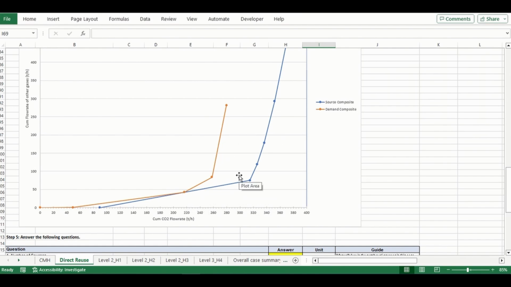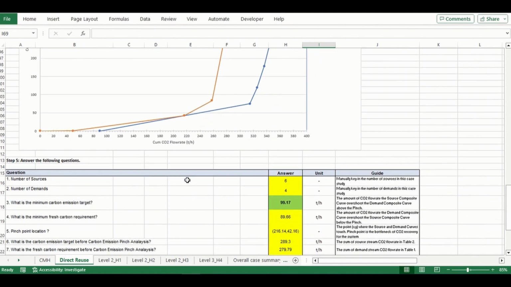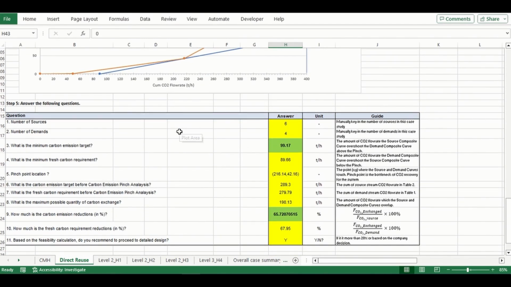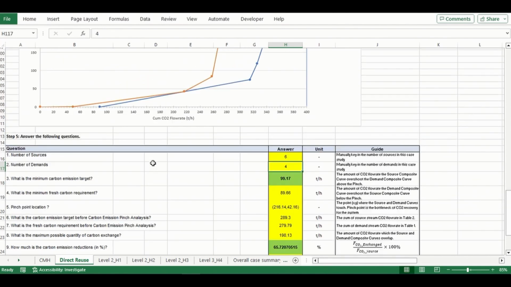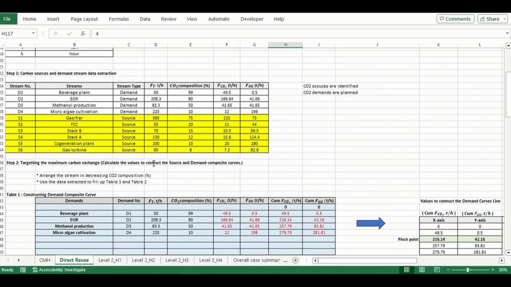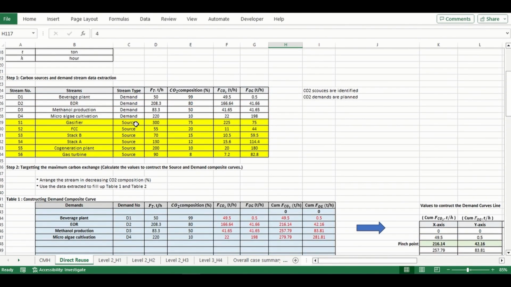Based on these values, we can now proceed to step 5 to answer the following questions. For step 5, we have 11 questions, each of them simple. We have used the Excel formula to calculate some of the values as well. So let us have a look one by one. For the number of sources, based on step 1, we identified 6 sources, and the number of demands, we identified 4. Just a quick check: you can see from here, we have 4 demands and 6 source streams.